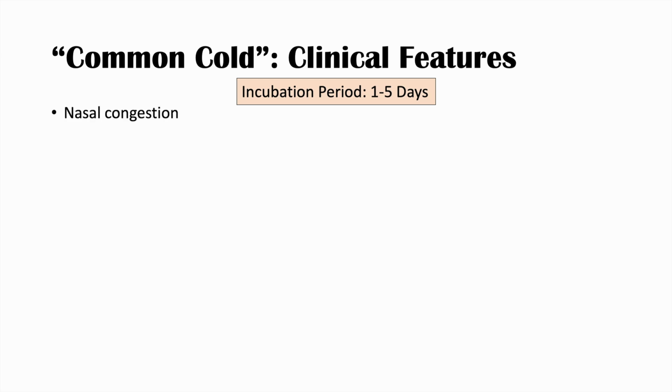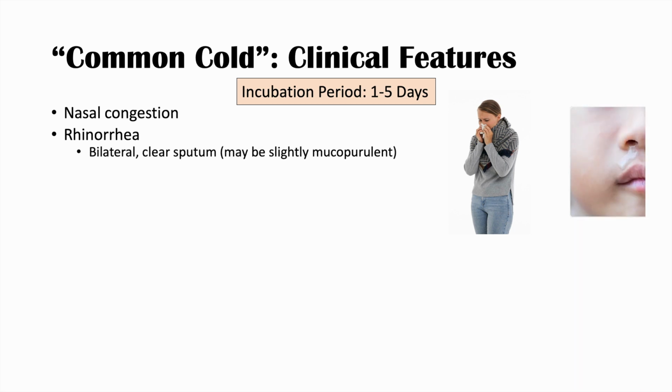What are some of the clinical features of the common cold? So before we get into clinical features, the incubation period of the common cold is anywhere from 1 to 5 days, so it can occur quite rapidly. The main clinical features are nasal congestion, so you have a stuffy nose, and you have rhinorrhea, a runny nose. So those are the two biggest clinical features you're going to see with a common cold. And the rhinorrhea is bilateral, so both nostrils, and it's going to be clear sputum. It might be slightly mucopurulent, maybe a little bit of a white, opaque tinge to it, but it's mostly clear, and it's going to be copious in amounts.